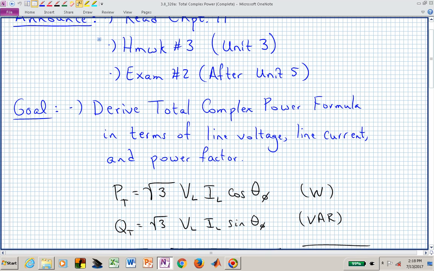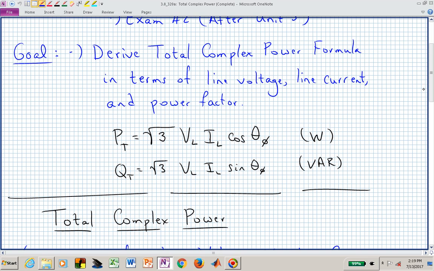And again, V sub L is not a phasor here. It's just the magnitude of the line voltage. And the line voltage doesn't depend on how the load is connected. The line current, again, I sub L is just a magnitude, and it doesn't depend either on how the load is connected. The line current is always the line current, and that's the current in the transmission line of one of the phases. And we're assuming, again, a balanced three-phase system.